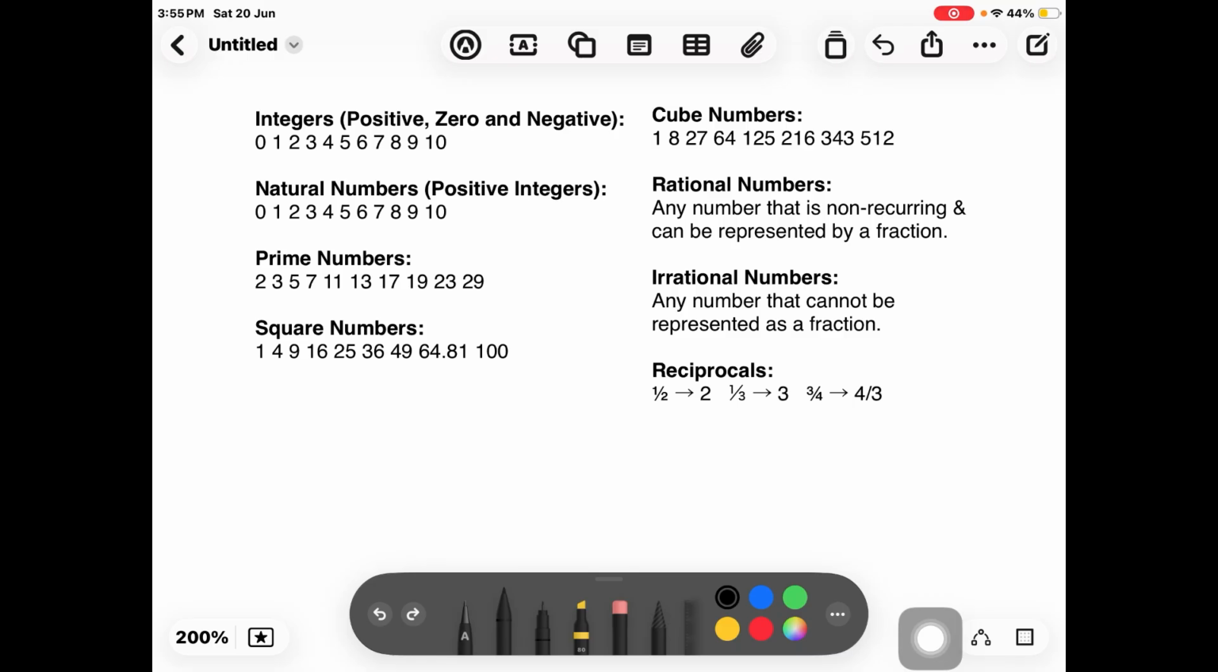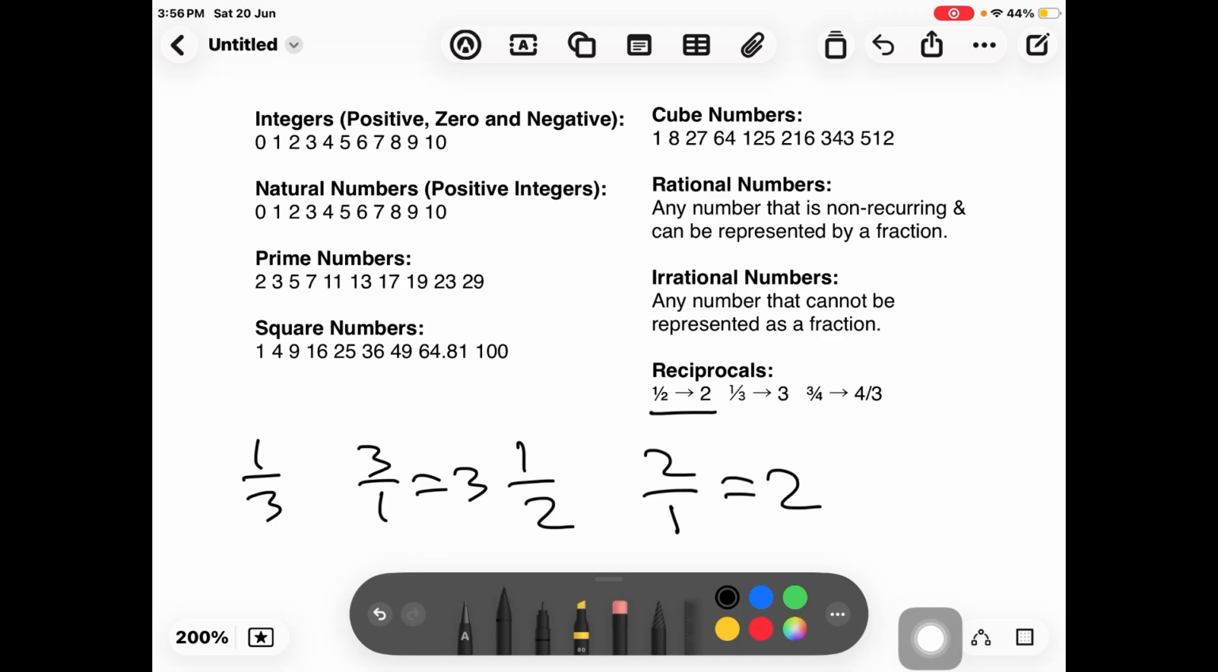So on, we have reciprocals. Reciprocals are basically like you just flip the fraction. For example, over here we have half. The reciprocal of half is 2, because if we switch the numbers, it's 2 over 1, which equals 2. For 1 over 3, the reciprocal will be 3 over 1, which equals 3.